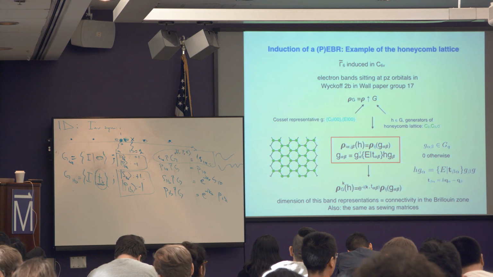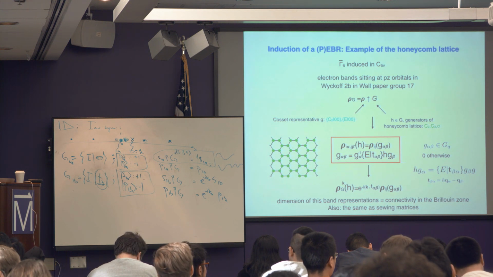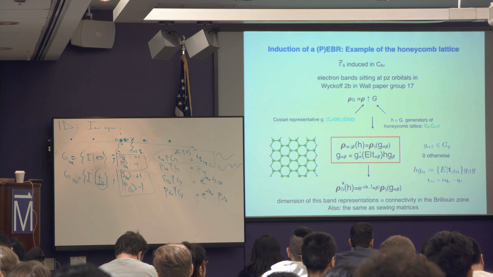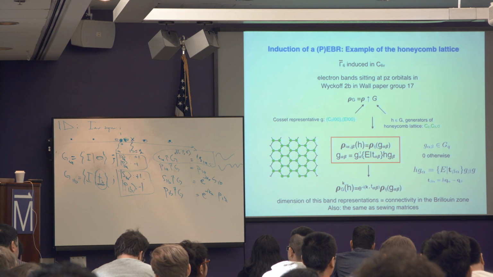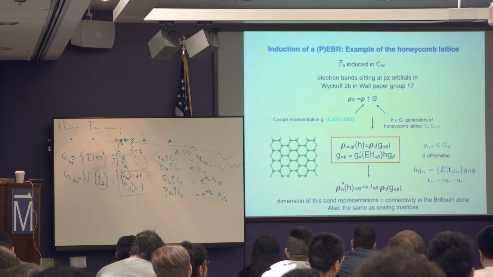And what this now gives you is immediately all the eigenvalues of all the atomic limits at high symmetry points. Right? That's the first thing it gives you. So how? Let's see.